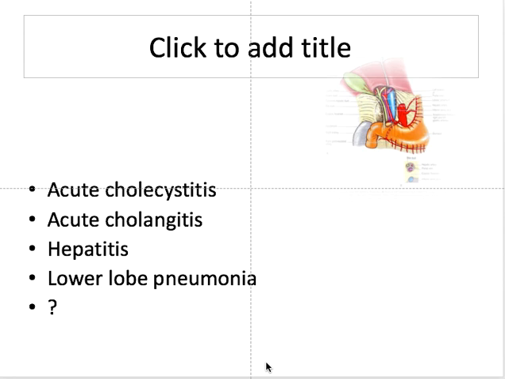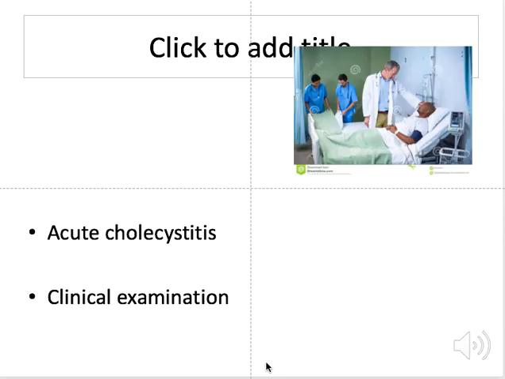So what are the focused physical signs that we look for in acute cholecystitis? Now, even though the patient denied jaundice, it may be that he has it. So it's important that you look at his sclera. Is it yellow? And look for any pallor. Take the temperature and do a cardiovascular and respiratory examination. But the confirmatory signs will be in the abdomen.